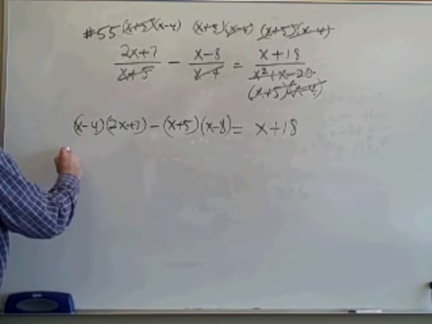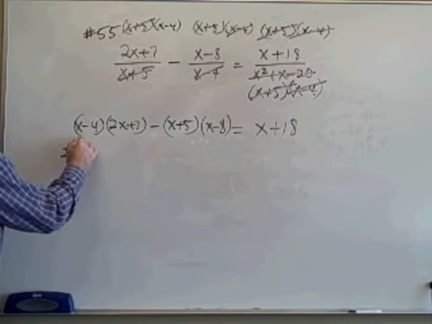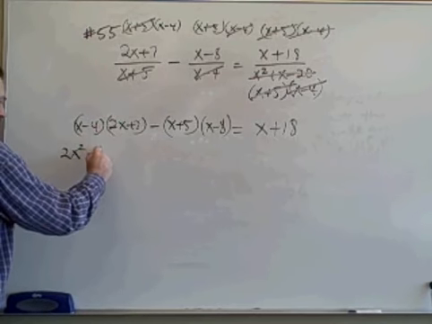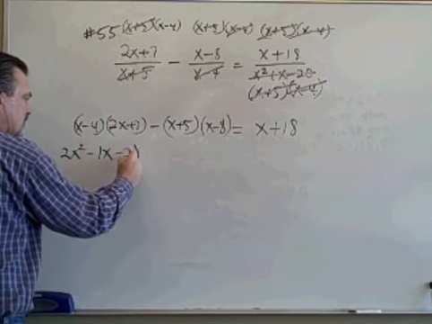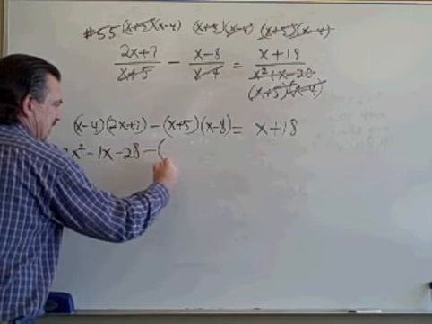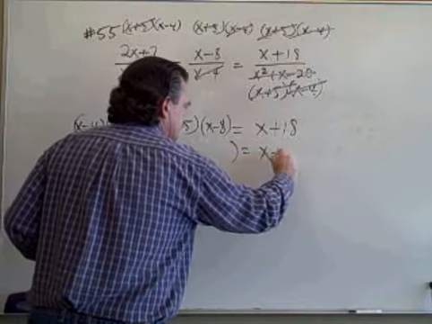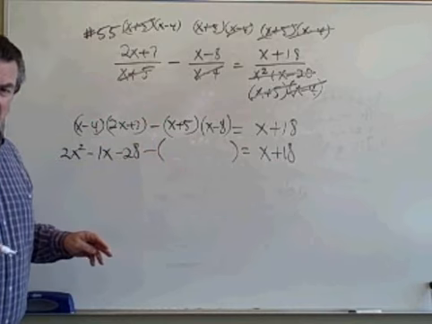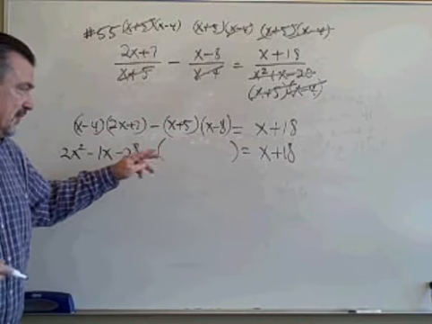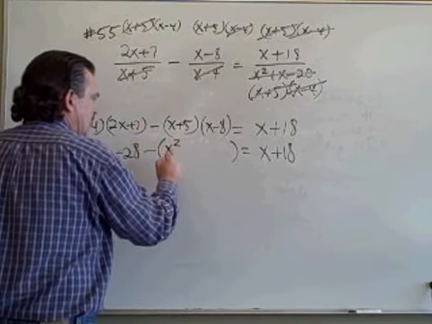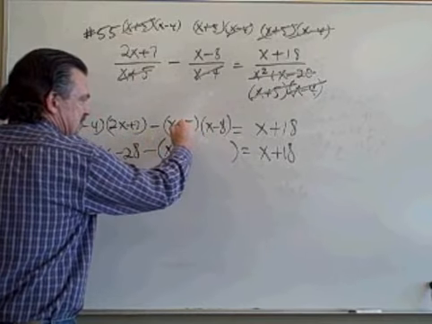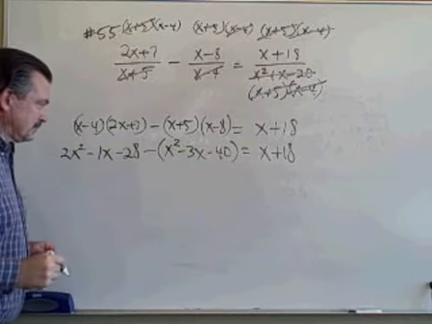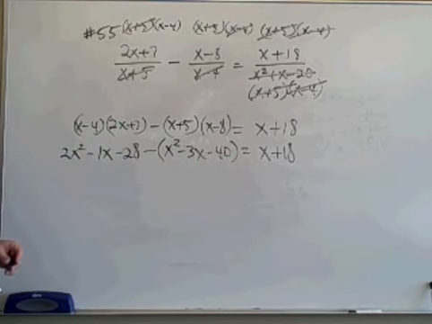That's going to give us 2x squared plus 7x minus 8x would be minus 1x minus 28. Now let's put this trinomial that we're going to get when we multiply those two binomials in parentheses to help us remember we're going to have to subtract the whole thing. X times x is x squared. Minus 8x plus 5x would be minus 3x minus 40. Plus 5 times minus 8 is minus 40.